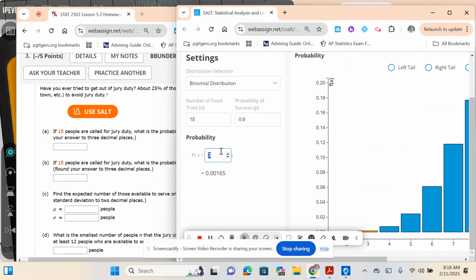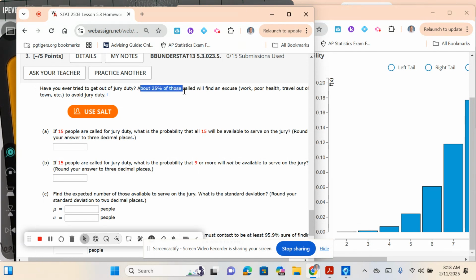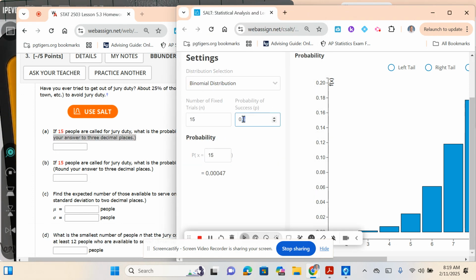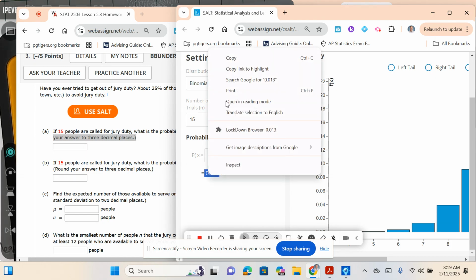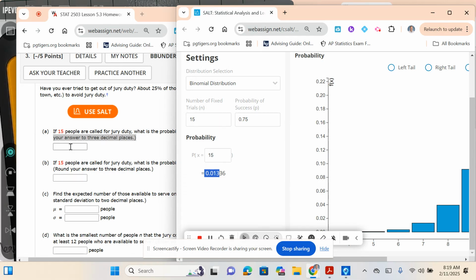Now, we need to discuss the probability, though. 25% will find an excuse to not be there. So we're talking about who will be available. What should our probability be? These 25% are not available. We're talking about available, so our probability is going to be 0.75 or 75%, because we want to know the probability they're available. So I have to change that probability to use the complement. The answer is 0.013.